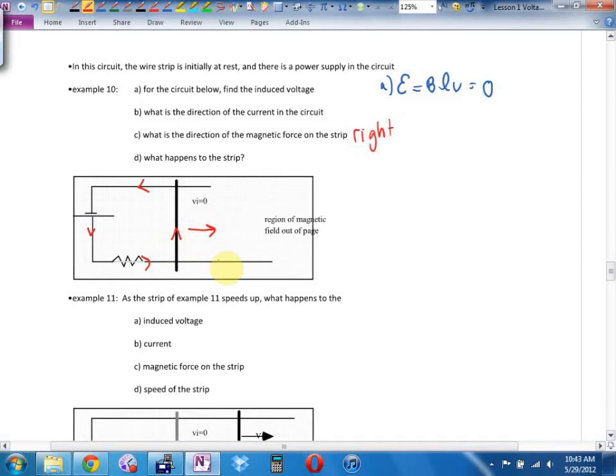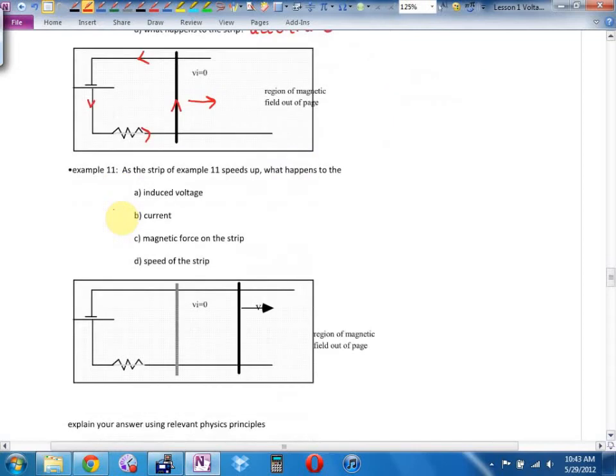You know what's going to happen? It's going to start to accelerate. This is your railgun. It's going to start to speed up, faster and faster. Problem. So this was the situation right when Brett flicked it on. As it speeds up, what happens to the induced voltage? Well, the induced voltage is BLV. As V gets bigger, as it speeds up, Nicole, what happens to the voltage?